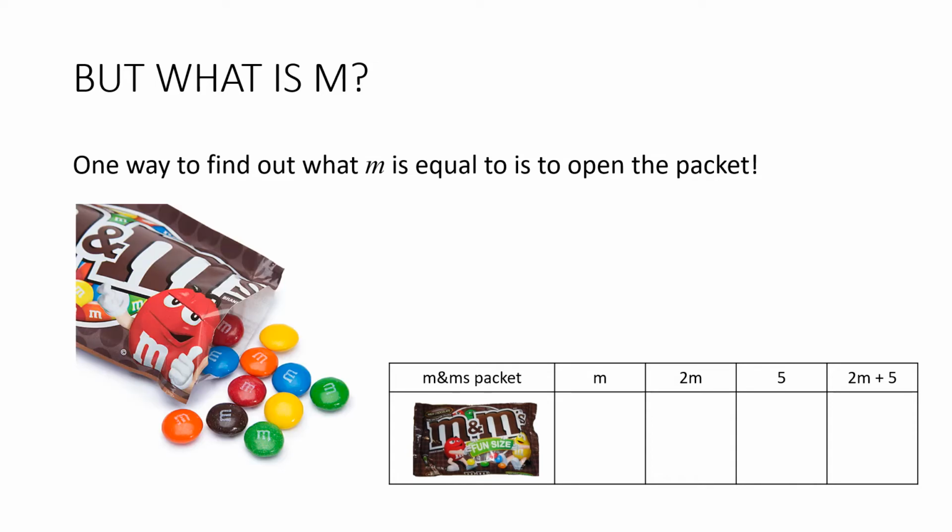So suppose I opened my packet of M&Ms and I found out that there were 1, 2, 3, 4, 5, 6, 7, 8, 9, 10, 11 chocolates. Then I can actually work out what 2m plus 5 is equal to. So m is equal to 11. Remember this is a times in here, 2 lots of m. So 2 lots of 11 is 22. And 5 is a constant, so it's actually equal to 5. So 2m plus 5 is going to be 27.